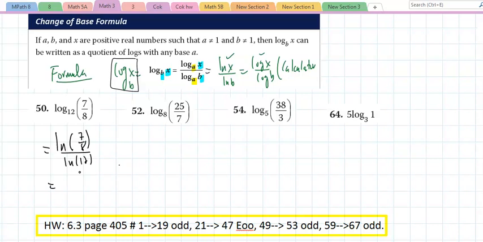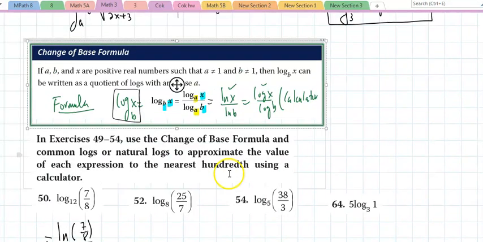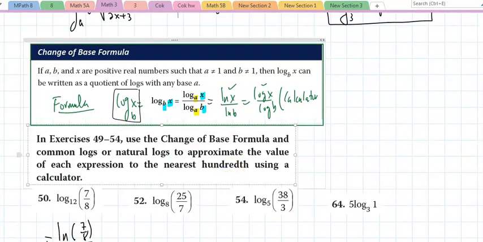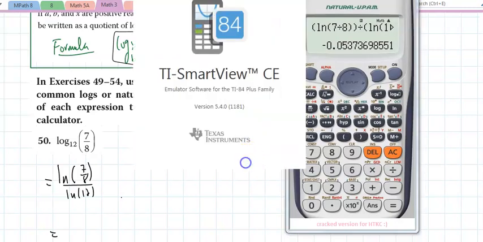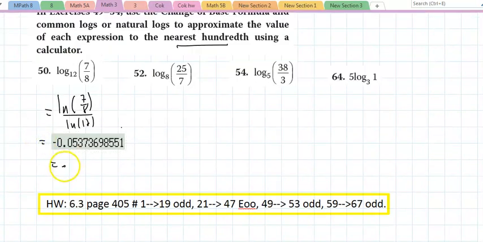I forgot to copy directions. And here we are. Use the change of base formula to find the value approximate to the nearest 100. And if I get my calculator out, to the nearest 100, negative 0.5 will do.